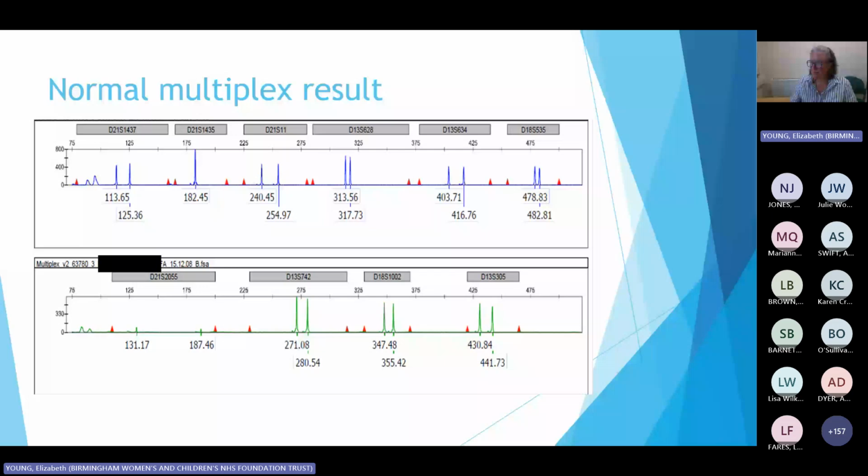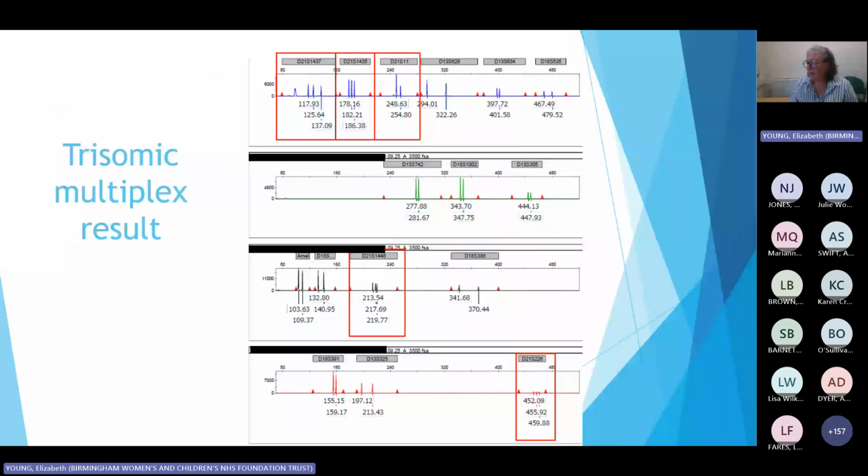If I go on to a result where it's a trisomic fetus, I've highlighted the chromosome 21 markers in red. You can see for all 5 of them, there's either 3 alleles in a 1-to-1 ratio or 2 alleles in a 2-to-1 ratio. The markers that I haven't highlighted for chromosomes 13 and 18 are all in a 1-to-1 ratio. So we can say confidently that this fetus has trisomy 21, no evidence of trisomy 13 or 18.